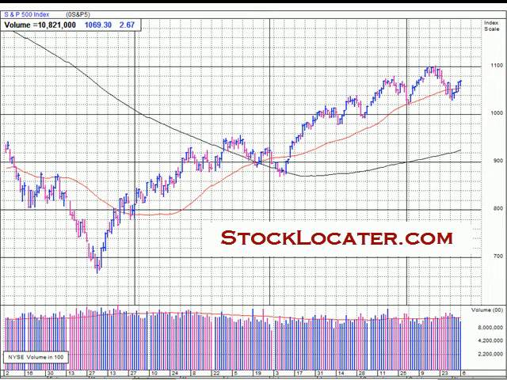Now, when the markets are going down, you want to see volume going down also. And when the markets go up, you want to see volume going up. So let's take a look at a healthy and an unhealthy market that we have right here on this S&P 500. Now, let's start off right in here.